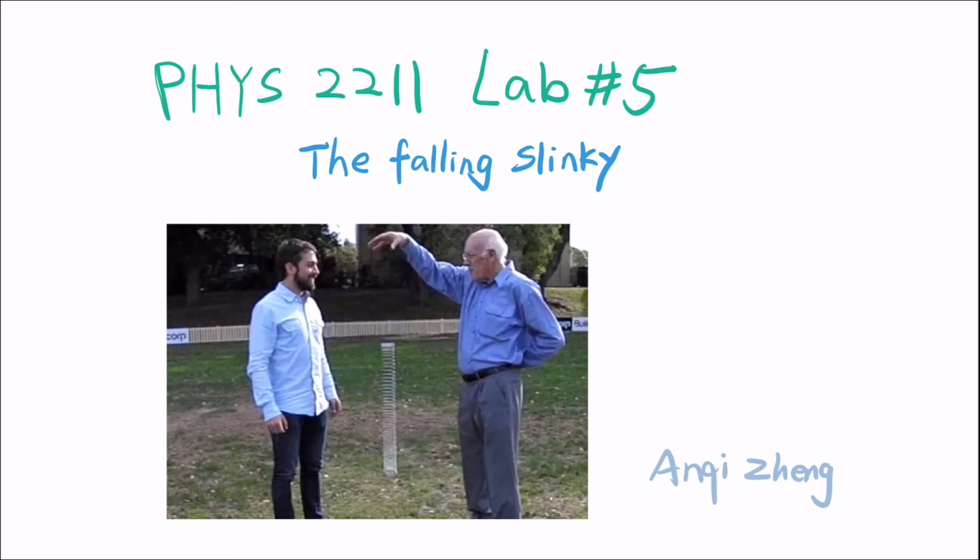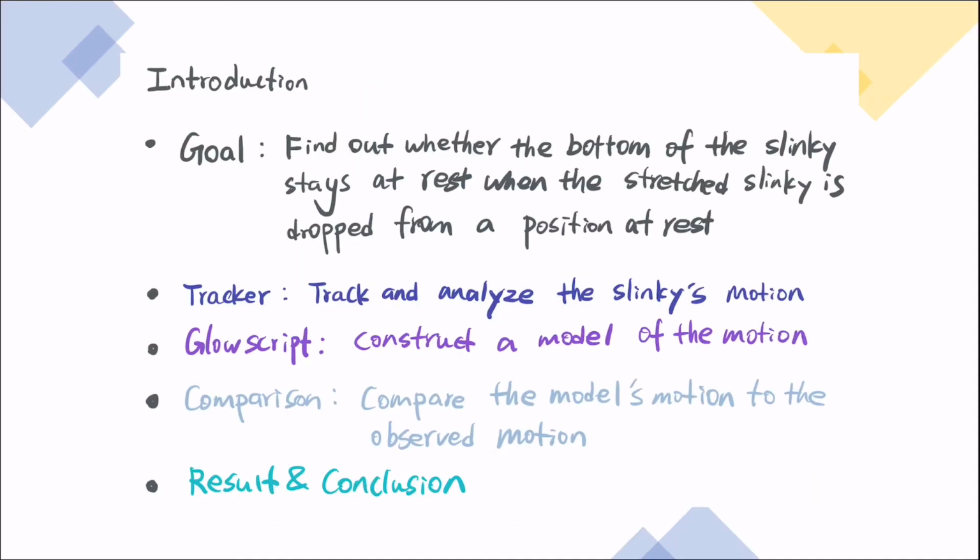Hi, my name is An Qizheng, and this is my fifth lab report for the course Physics 2211 on a falling slinky. The goal of this experiment is to find out whether the bottom of the slinky stays at rest when the stressed slinky is dropped from a position at rest.